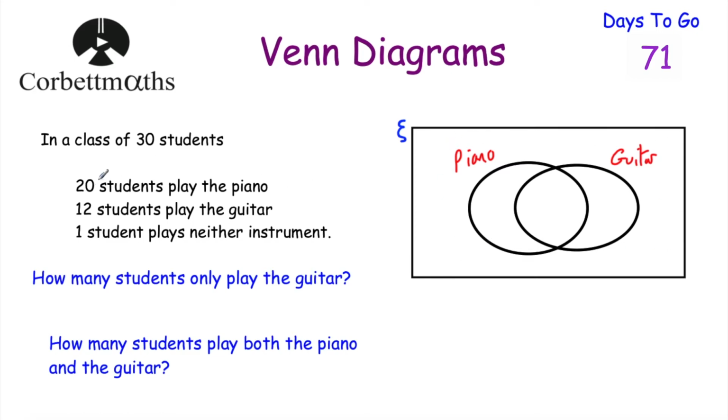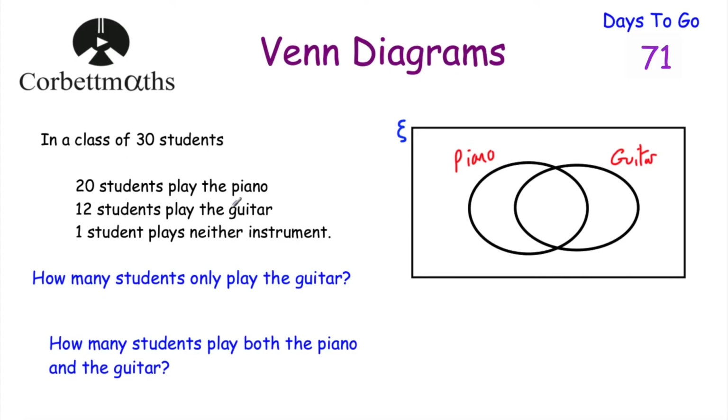So we're then told that 20 students play the piano, so all together in this region there's going to be 20 students that play the piano. Now we don't know the split, we don't know how many play only the piano and how many play the piano and guitar, so we're going to have to figure that out. How many are going to go in here and how many are going to go in there, but altogether there's 20 students to play the piano.